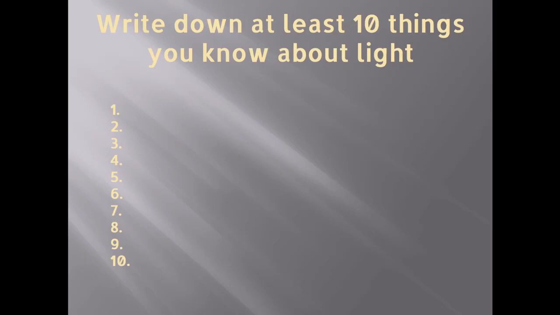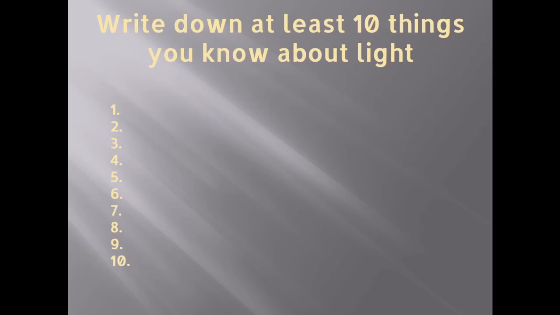So, the sorts of things you might have said: light can be reflected, it travels in straight lines, you have white light, you have 7 different colours of light, the colours of the rainbow, light can form shadows, you have light changing direction when it goes from air into glass, maybe air into water, water into air. This is why swimming pools don't look as deep as they actually are, for example.